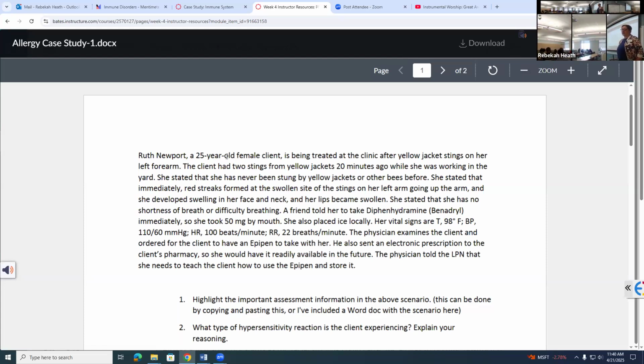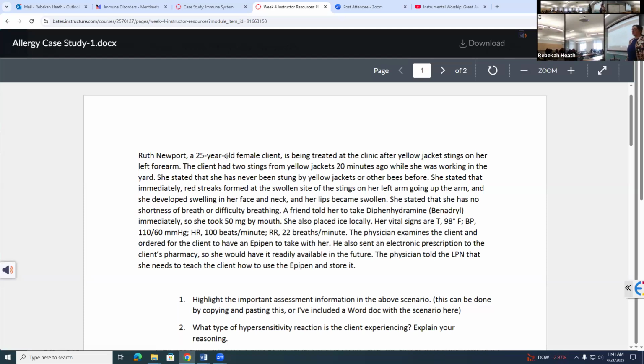The client had 2 stings from yellow jackets 20 minutes ago while she was working in the yard. She stated that she's never been stung by yellow jackets or other bees before. She stated that immediately red streaks formed at the swollen site of the stings on her left forearm, going up the arm, and she developed swelling in her face and neck, and her lips became swollen. She stated she has no shortness of breath or difficulty breathing. A friend told her to take diphenhydramine or Benadryl immediately, so she took 50 by mouth. She also placed ice locally. Her vital signs are temperature 98, blood pressure 110/60, heart rate 100, respiratory rate 22 breaths per minute.